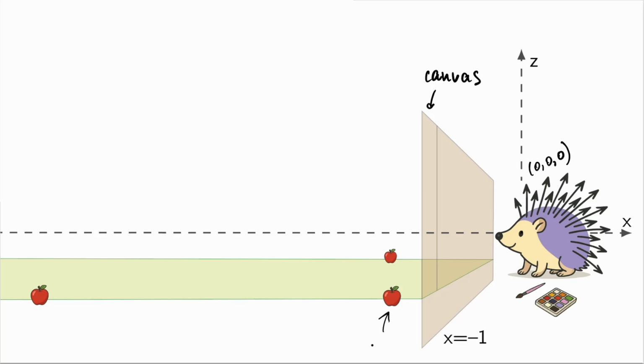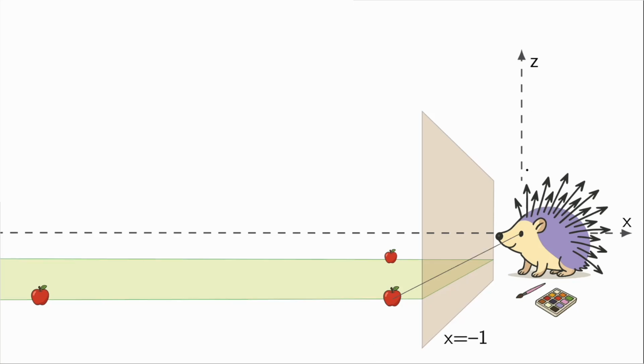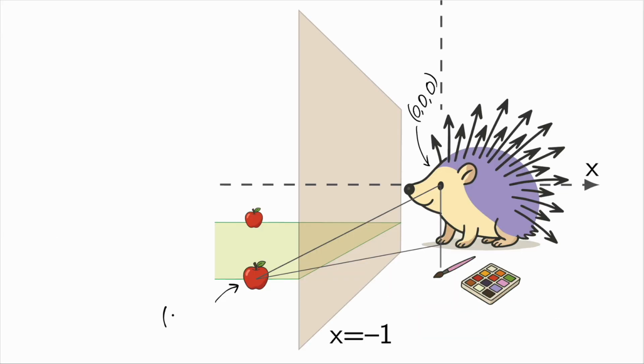A light ray from the apple travels into his eye, passing through the plane of the imaginary canvas. If the hedgehog draws the apple exactly where the ray hits the canvas, everything will look right. But we still need to figure out where exactly that point is. Remember, we already placed the origin and the hedgehog's eye. Let's say the real apple has coordinates x1, y1, z1. And the point where the apple gets drawn on the canvas is x0, y0, z0.